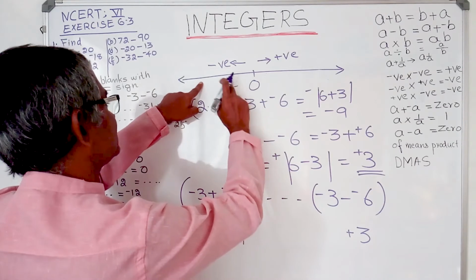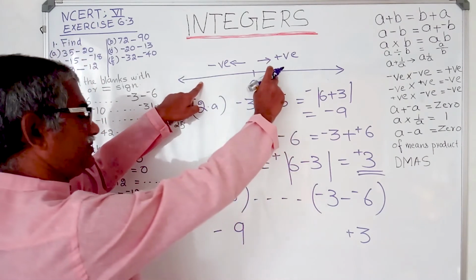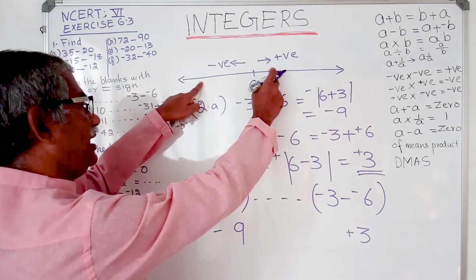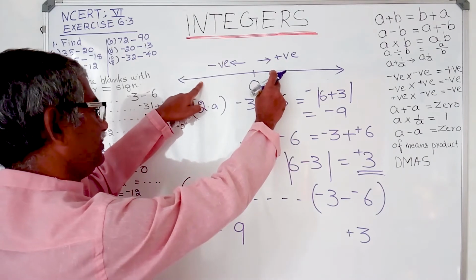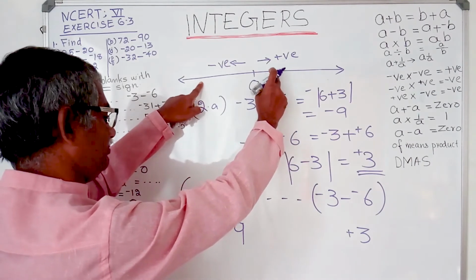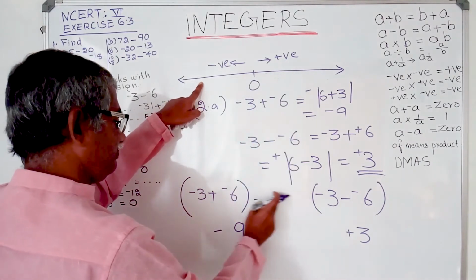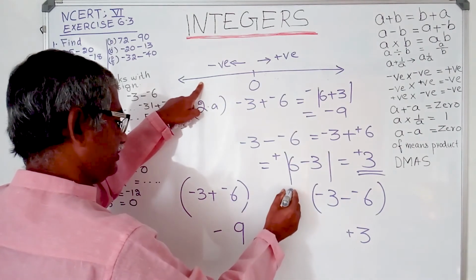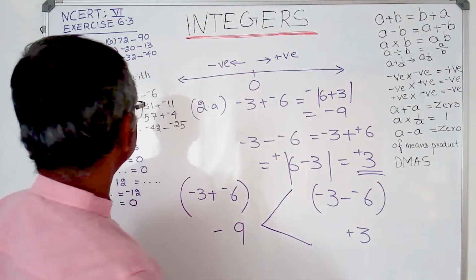Negative 9 is coming somewhere here. Positive 3 is here. After 0, greater number. Before 0, smaller number. So we are going to put the sign like this.